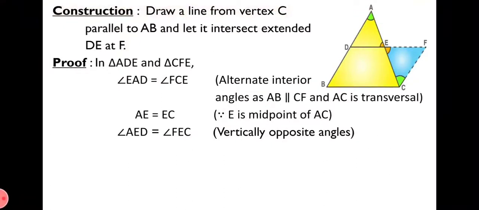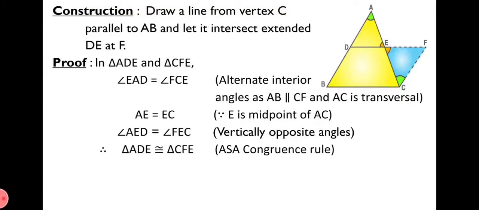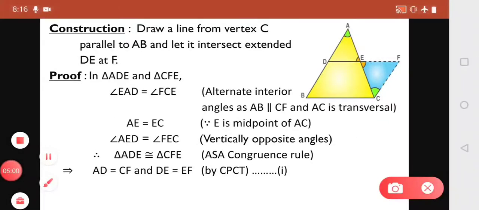Therefore, triangle ADE is congruent to triangle CFE by ASA congruence rule. As these both triangles are congruent, we get AD equal to CF, let it be number 1, and DE equal to EF. We get these two by CPCT.